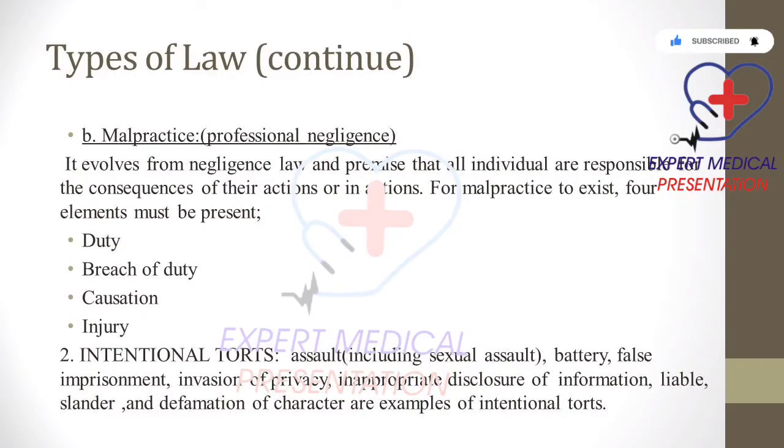Two, intentional torts. Assault including sexual assault, battery, false imprisonment, invasion of privacy, inappropriate disclosure of information, libel, slander, and defamation of character are examples of intentional torts.